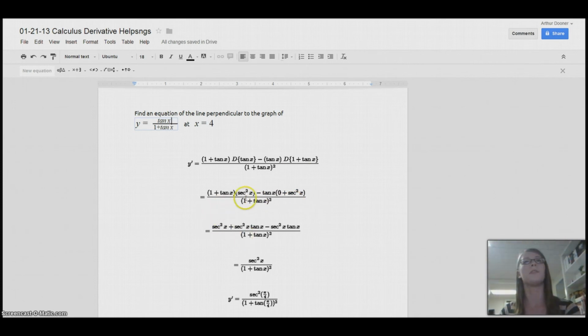In the third step, you distribute secant squared of x into the quantity 1 plus tangent of x. So that simplifies down to secant squared of x plus secant squared x times tangent of x minus tangent of x times 0, which is 0, and then tangent of x plus secant squared of x, which is secant squared of x times tangent x, of course, and you keep the denominator the same.